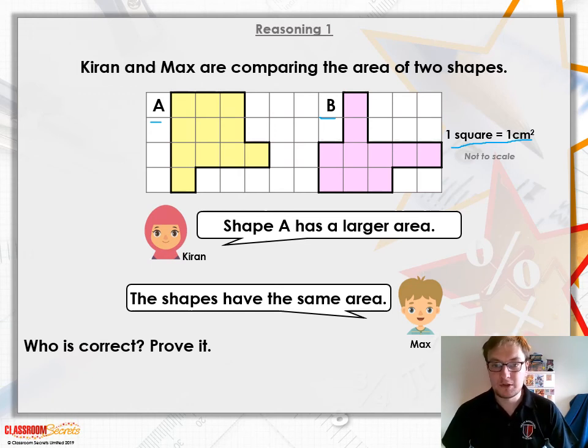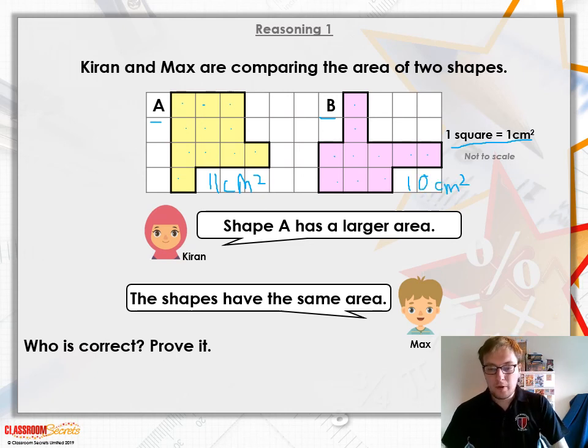First thing, when we're comparing area, you want to find out the area of both shapes. Let's work out the area of A first. So we've got 1, 2, 3, 4, 5, 6, 7, 8, 9, 10, 11. So A is 11 centimeters squared, and B is 1, 2, 3, 4, 5, 6, 7, 8, 9, 10. That one is 10 centimeters squared.